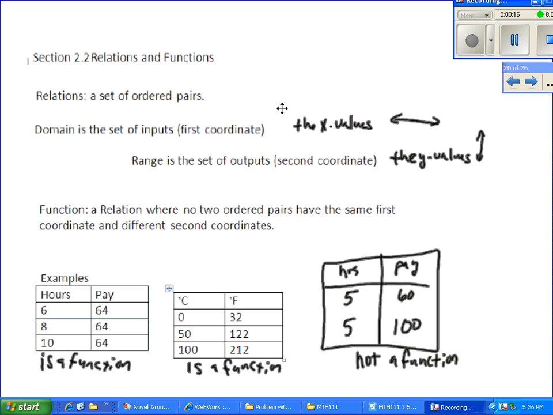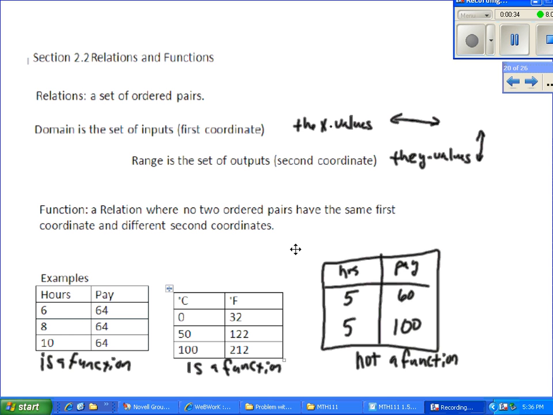The domain is a set of inputs, the first coordinate, the x values, whereas the range is a set of outputs, the second coordinate in the ordered pair, the y values. And so the domain of a function, if you're looking at the graph, is how far left to right it goes. And the range of a function, if you're looking at its graph, is how far up and down it goes.